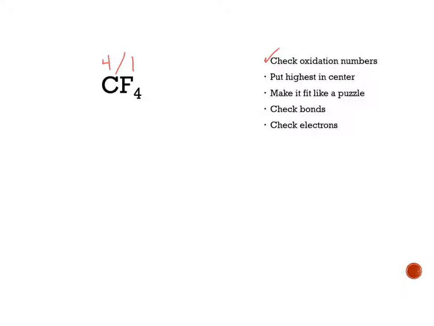The second part says we put the highest one in the center, right? And so of those two, which one's higher? Carbon, right? So carbon's going to go in the center. That's going to be our second step. Step 3 says make it fit like a puzzle, right? And so when you put your other elements, you just want to spread them out around it as far apart as you possibly can. And so I'm going to put my 4 fluorines around the carbon.